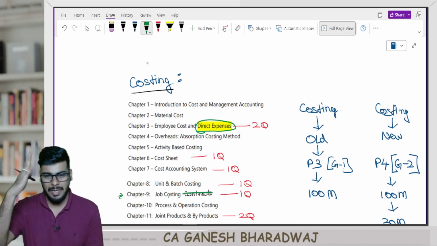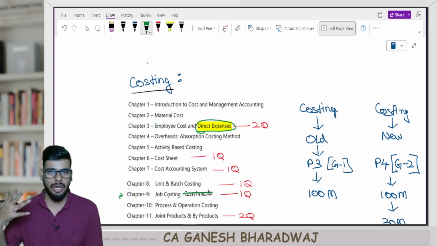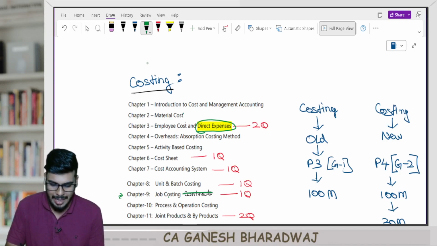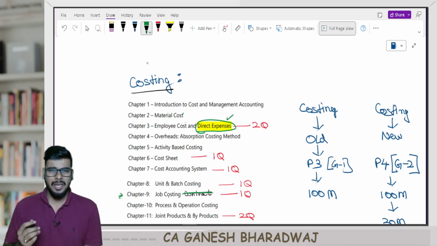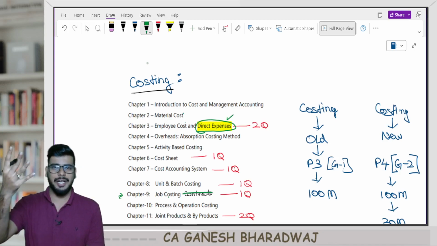So basically, they wanted to cover all the prime cost components, that is material, labor, and direct expenses. So direct expenses they have added. Sir, is this a very big addition?